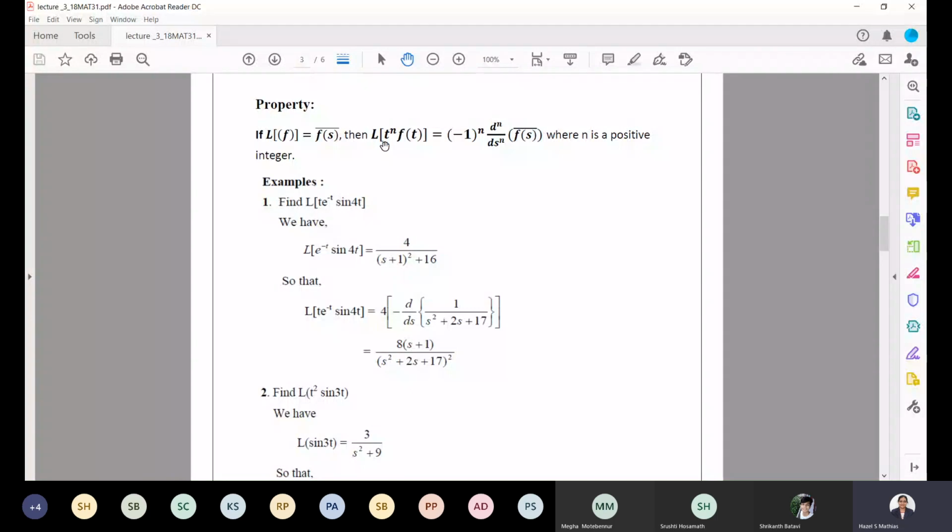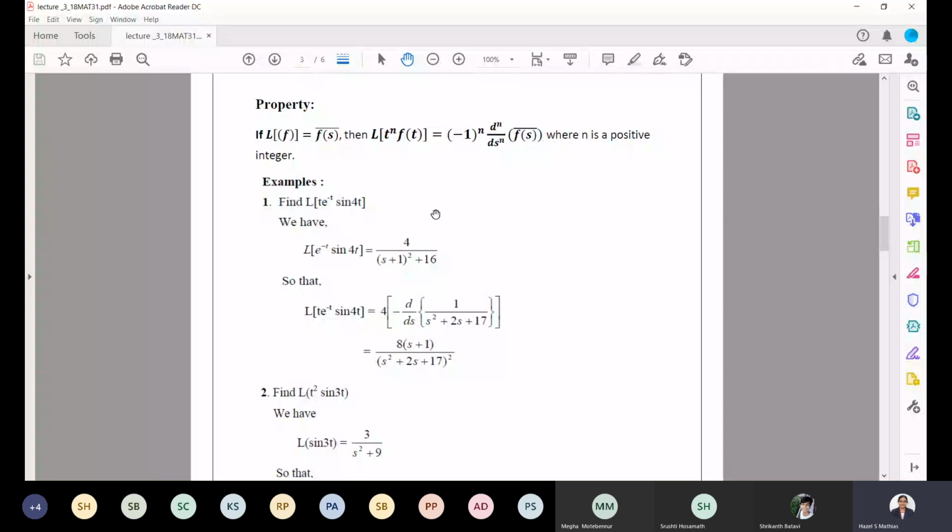Laplace transform of t power n. In the previous case it was e power at or e power minus at. Here it is the Laplace transform of t power n into f of t. Then you have to find it as minus 1 power n d power n by ds power n into f bar of s.